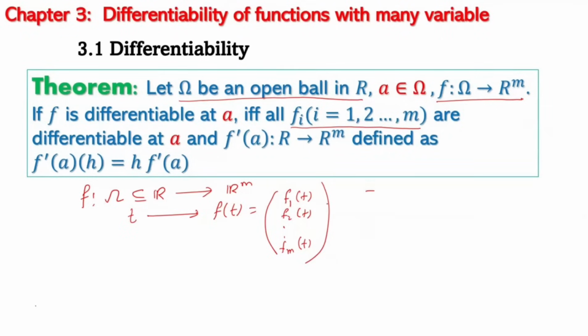So this f is differentiable if each of f1, f2, ..., fm is differentiable, and f dash a will be (f1 dash a, f2 dash a, ..., fm dash a). So this is the general definition, but since it is a function, we have to take this function operating on h, and in this case it will be multiplied by h.